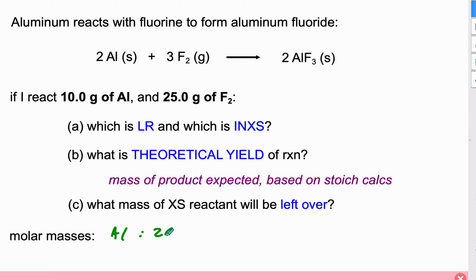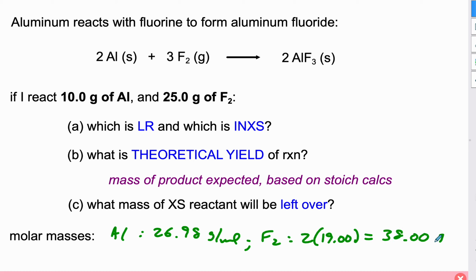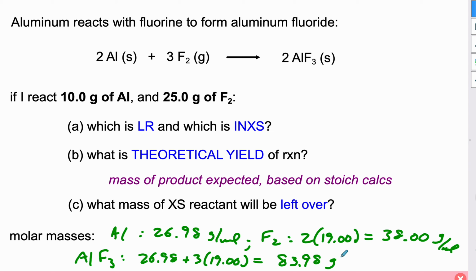Aluminum from the periodic table has a molar mass of 26.98 grams per mole. For fluorine, we'll do 2 times the molar mass of fluorine to give me 38.00 grams per mole. And for aluminum fluoride, I'll take the molar mass of aluminum plus 3 times the molar mass of fluorine to give me, check my calculator really quickly, 83.98 grams per mole. So let's begin the problem.